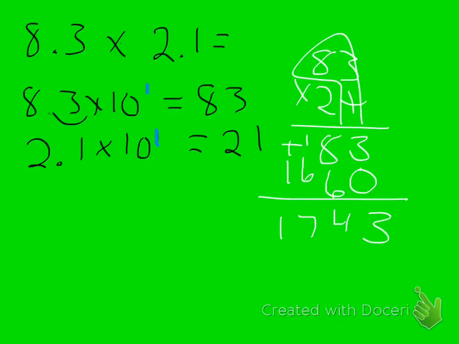However, that is not the answer, because now I have to take that 1,743 and move my decimal 2 times to the left, because I have this power of 10 and this power of 10. So now I'm going to divide that by 10 to the second power. So I'm going to move it 2 times to the left to get an answer of 17 43/100.